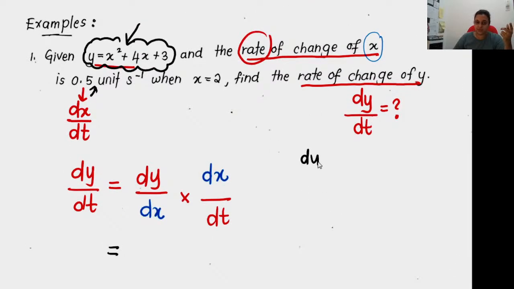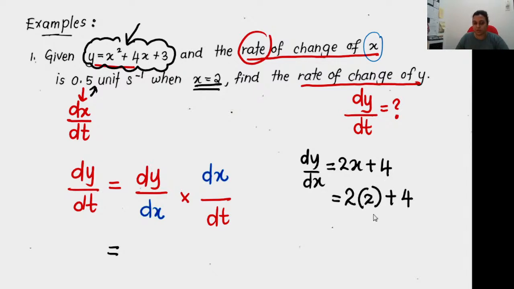So now let's find dy dx first. So we do side working, find dy dx. This is 2x plus 4. Remember, for rate of change, rate always changes with a value, so you cannot have x there. So what you do, you substitute x equals to 2 inside. That's why they give you the x, so that you substitute. So 2 times 2 plus 4, that means 4 plus 4, 8. So your dy dx is 8.